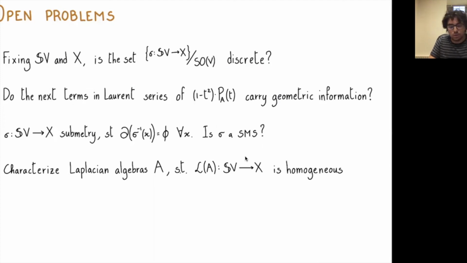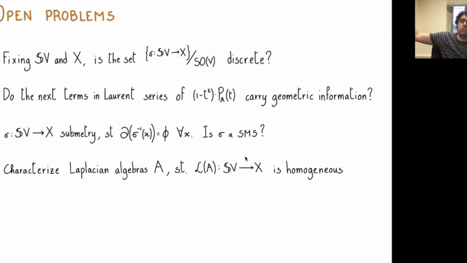The second question is about, okay, we have used the Laurent series of this guy here just by looking at the first term and realizing the first term contained the volume in there. The volume of the base was contained in the first term of the Laurent series. Can we find geometric information also in the other terms of the Laurent expansion?